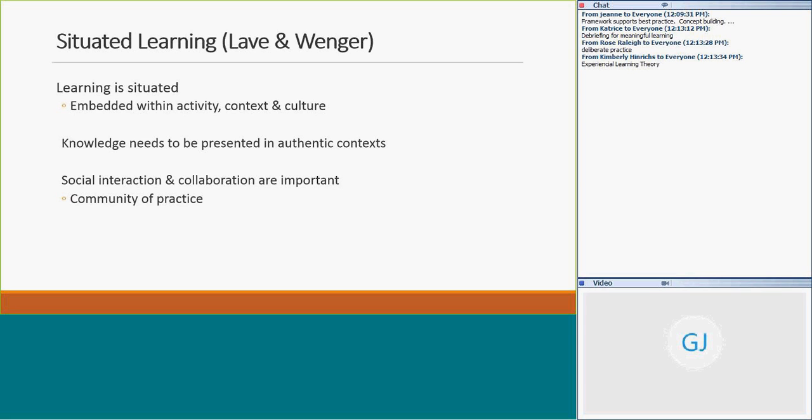So think about application to simulation. This again highlights some of the importance of creating those authentic and realistic experiences, and considering different fidelity and realism as our participants are experiencing that activity.